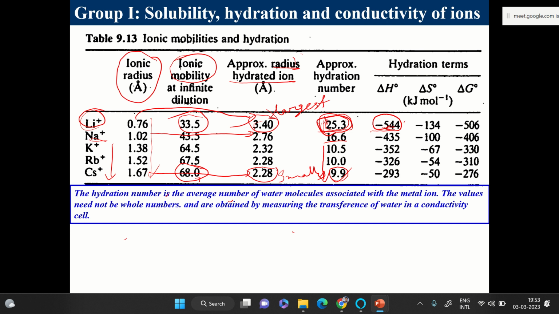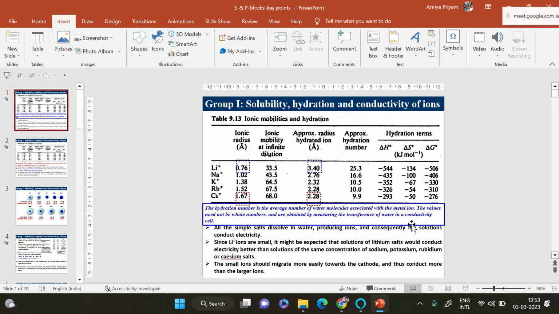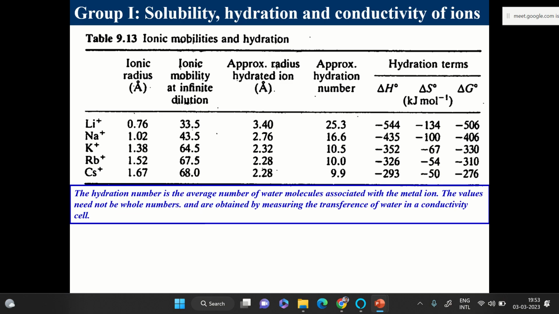Okay, so this is something that we have to keep in mind while discussing these points. So we have 0.76, 3.4 is the hydrated radius, so it is almost 0.75 से ये 3.5, ये बहुत ज़्यादा बड़ा हो गया, आप देख रहे हैं ना, इसका इंक्रीज बहुत कम है, the increase in size is less, so the effect is also accordingly there.